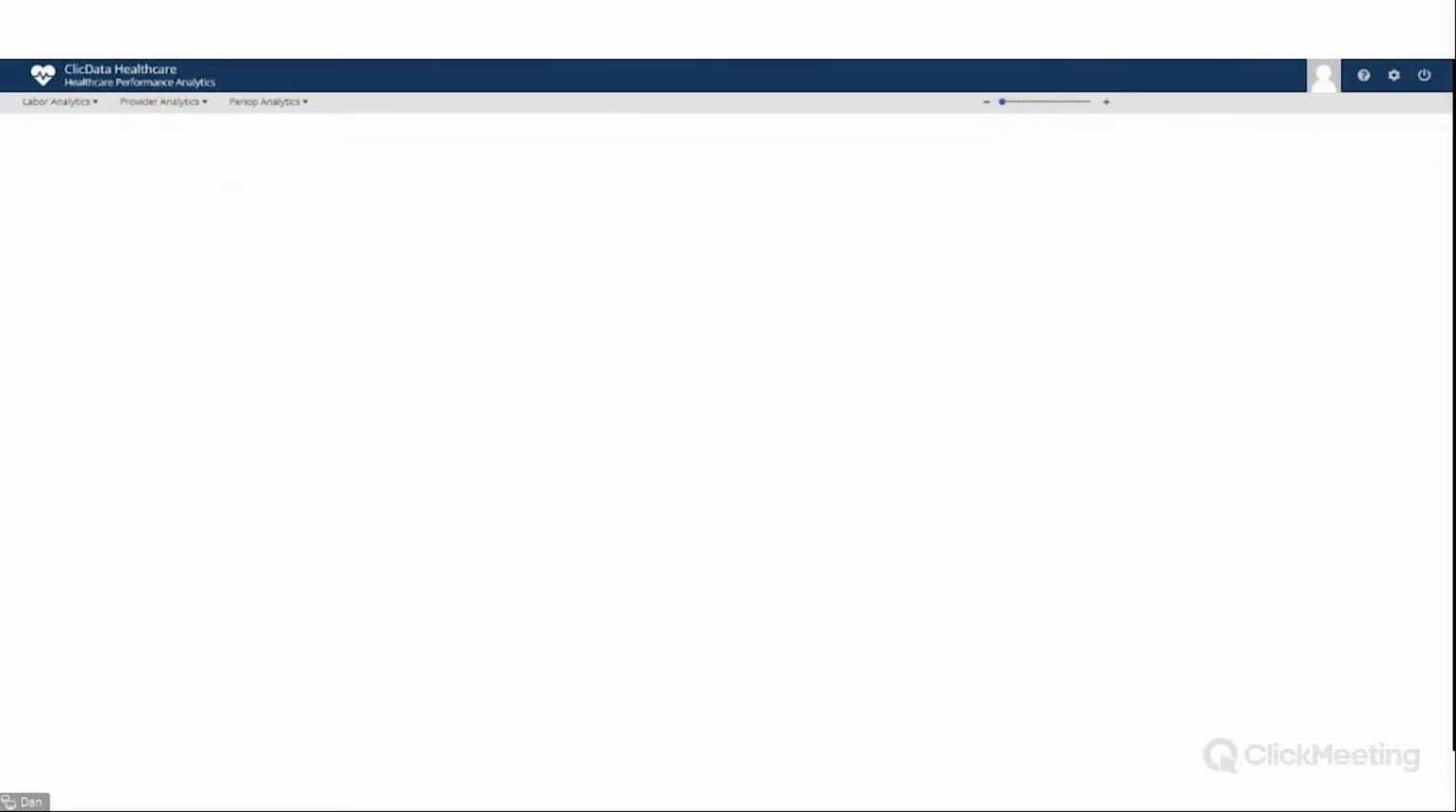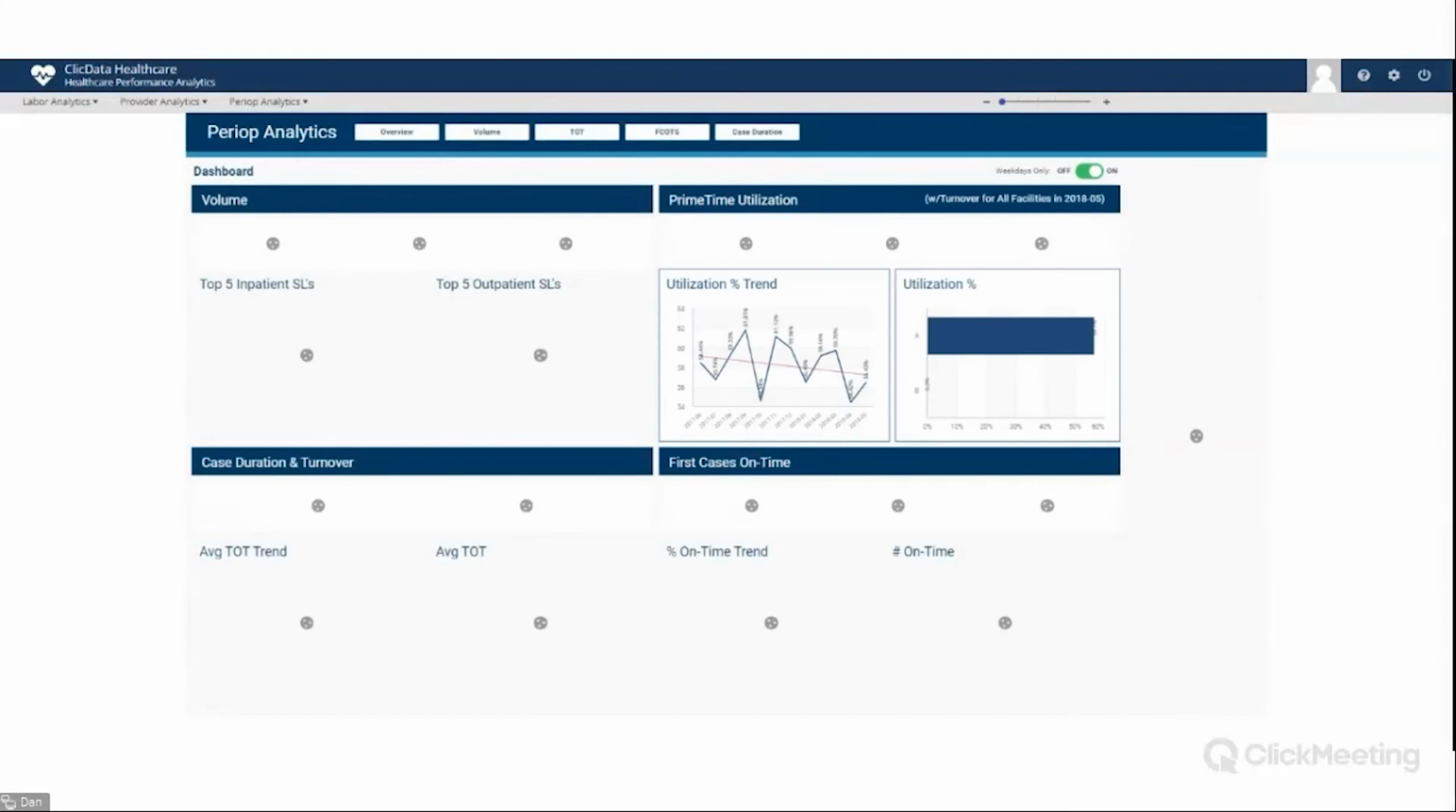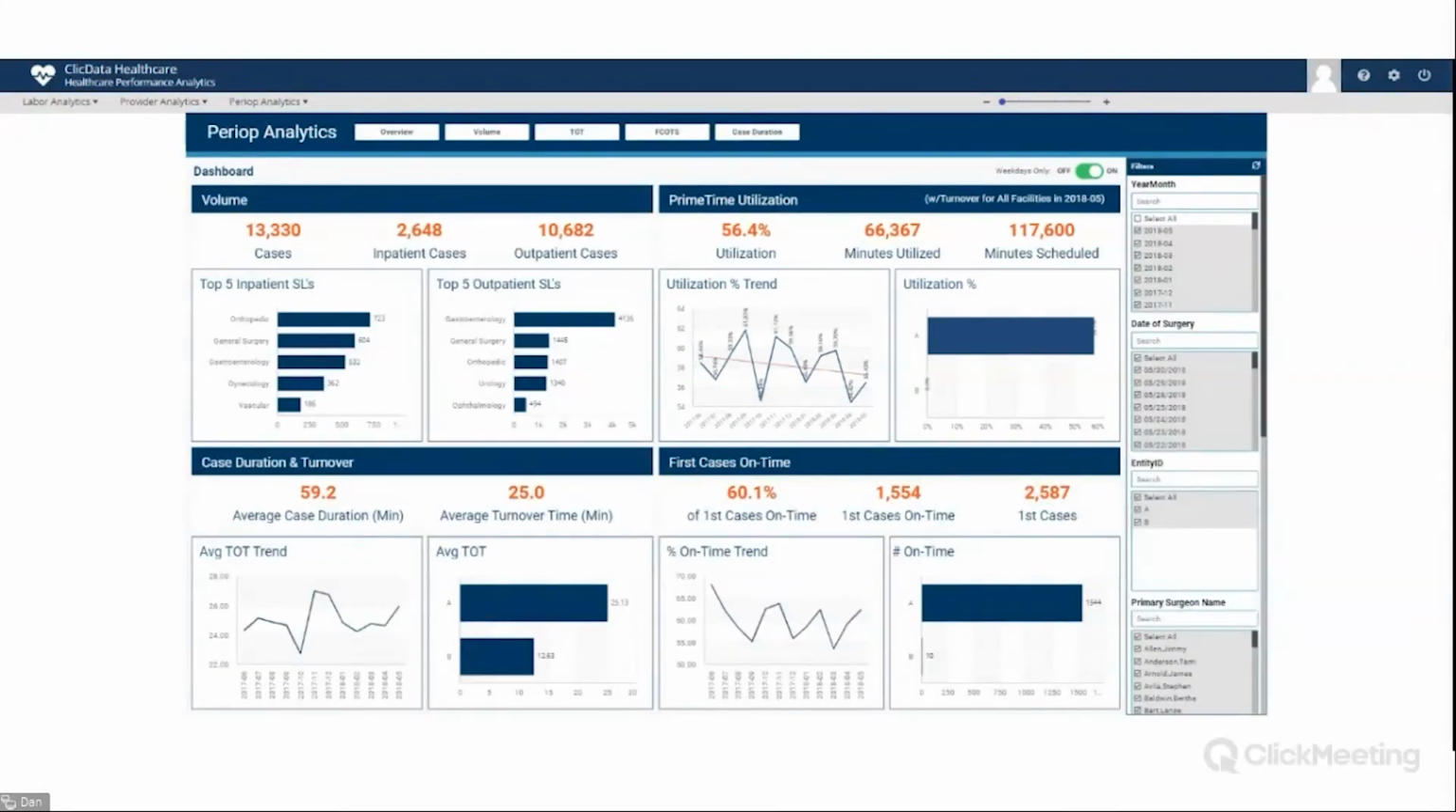Additionally, you could also be more specific. When we talk about perioperative analytics, we're looking at the performance of the OR environment. How efficiently are we using the ORs that we have at our disposal? How many cases do we have? What organizations have the most cases within there? How long is it taking us to perform a case, and what's our average turnover time?